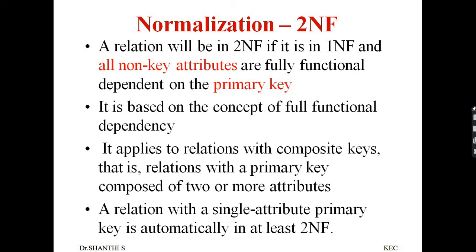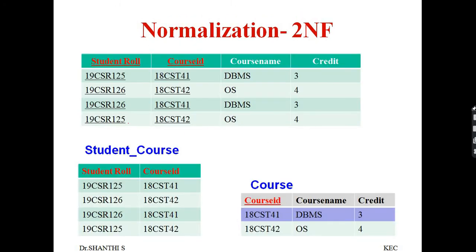Second normal form applies to relations with composite keys, that is, relations with a primary key composed of two or more attributes. A relation with a single attribute primary key is automatically in at least second normal form. So consider this relation. There are four attributes: student roll number, course ID, course name and credit. Here student roll number and course ID form a composite primary key.